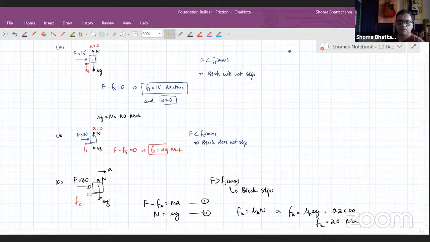Just check the calculation of the last part. And the force is 35 newtons. Your value of friction is correct, but just check the acceleration for the last part.